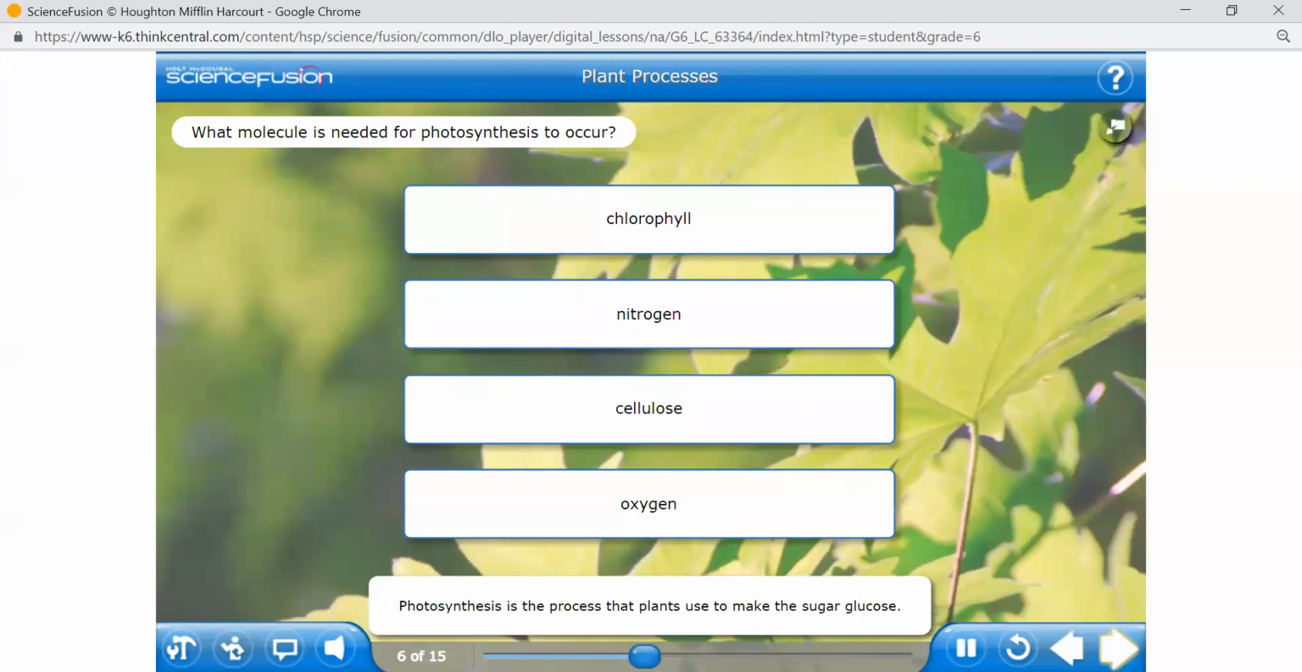Photosynthesis is the process that plants use to make the sugar. What molecule is needed for photosynthesis, girls, to make their own food? Malak, what is needed to make food? Oxygen, cellulose, nitrogen, or chlorophyll?